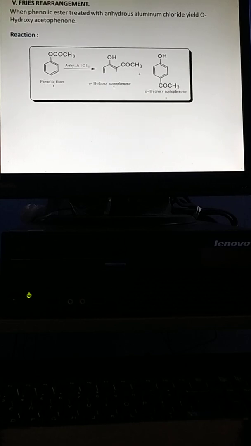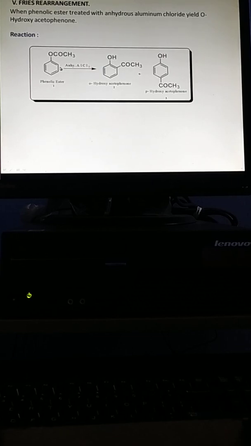That is the Price rearrangement. When phenolic esters are treated with anhydrous aluminum chloride, they yield orthohydroxyacetophenol. So this is the reaction. Here this is the phenolic ester. So this is the ester group. This is phenolic ester structure 1.